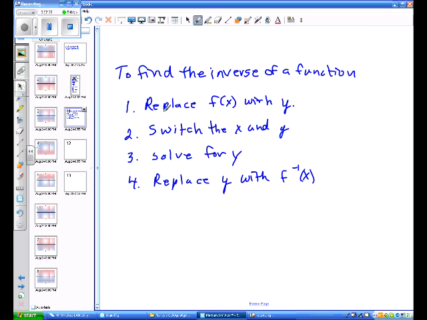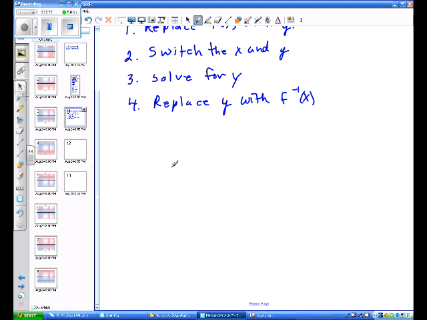To find the inverse of a function, the first thing we're going to do is to replace the function, the f of x, with y. Then we will switch the x and y, solve the equation for y, and then replace y with f inverse x. So let's take f of x equals 3x minus 1.